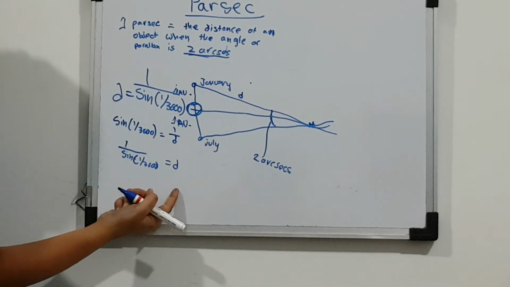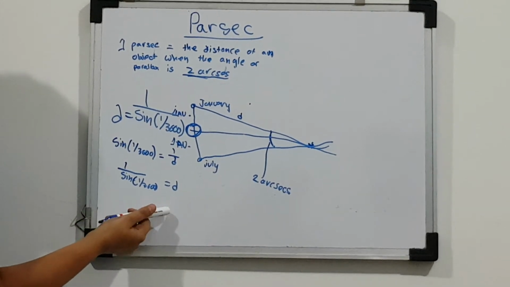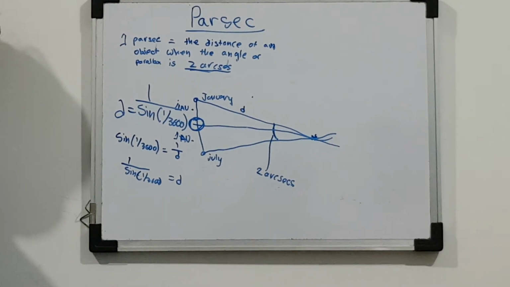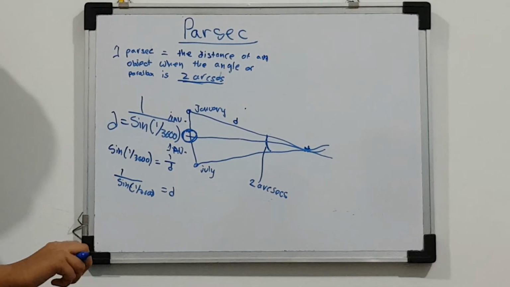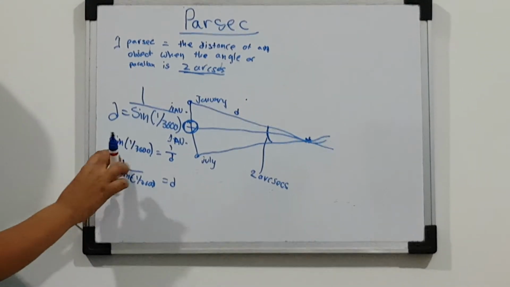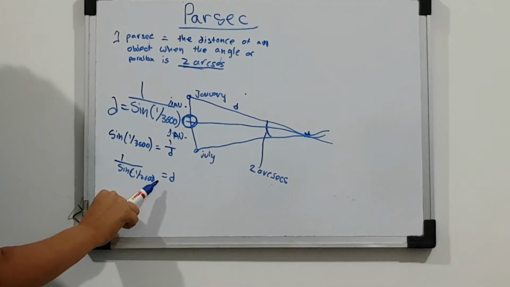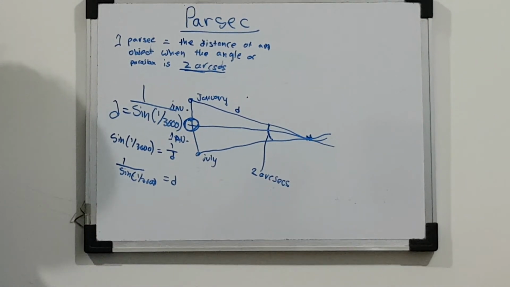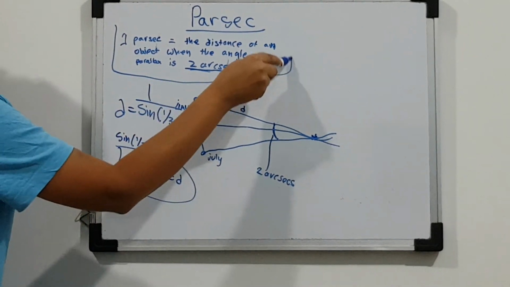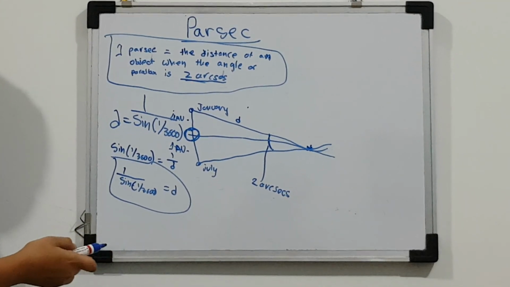And that's it. d is 1 parsec. That's how you get it. 1 by sine of 1 by 3600. And if you Google it up, you will get approximately 206,000 AU, or about 3.26 light years. If you put this into search, 1 by sine of 1 by 3600 degrees, don't forget the degrees. And yeah, that's basically what 1 parsec is. And this is the English definition in case this looks too Japanese to you. And yeah, I guess that's it.